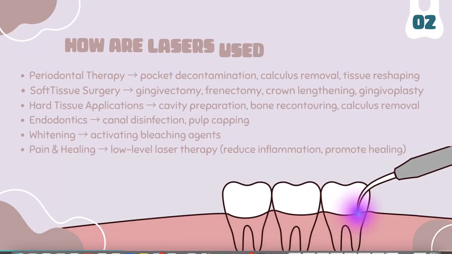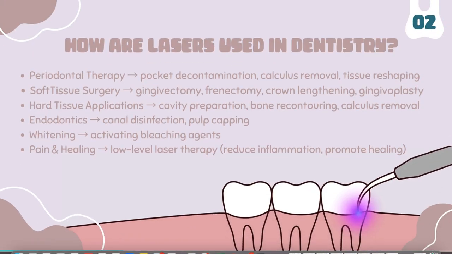How are lasers used in dentistry? For periodontal therapy: pocket decontamination, calculus removal, tissue reshaping, soft tissue surgery such as gingivectomy, frenectomy, crown lengthening, and gingivoplasty. Hard tissue applications include cavity preparations, bone recontouring, and calculus removal. In endodontics, canal disinfection and pulp capping. They are also used for whitening and pain and healing, using low levels of the lasers.